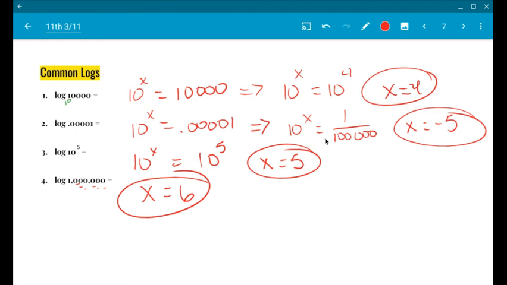We need to rewrite 0.00001 as a fraction. Then you can count the decimals and get -5 as our answer. If you are just going to look at it, it's okay to count the decimal spaces, but make sure this decimal needs to move all the way in front of the 1. So -5 spaces. Number 3, pretty easy. Number 4, also pretty easy. Just count the zeros. Make sure you count correctly.